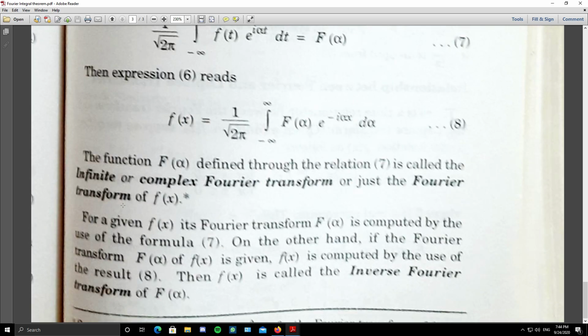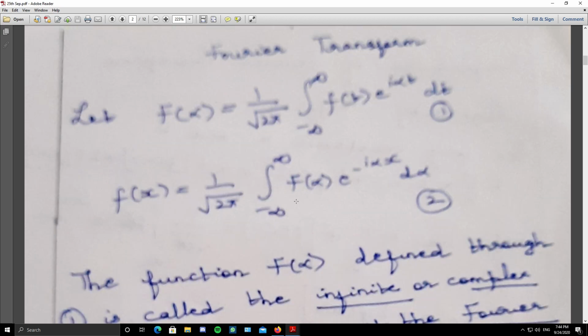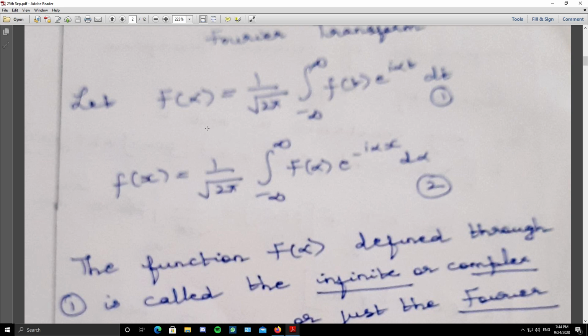Now, this is enough if you understand. You don't have to learn the proof for the definition. In the exam, you will be asked only problems. So what is the Fourier transform? Fourier transform is defined as F of alpha equals 1 by root of 2 pi integral minus infinity to infinity f of t e power i alpha t dt. So this one is called the Fourier transform, and the second is called the inverse Fourier transform.